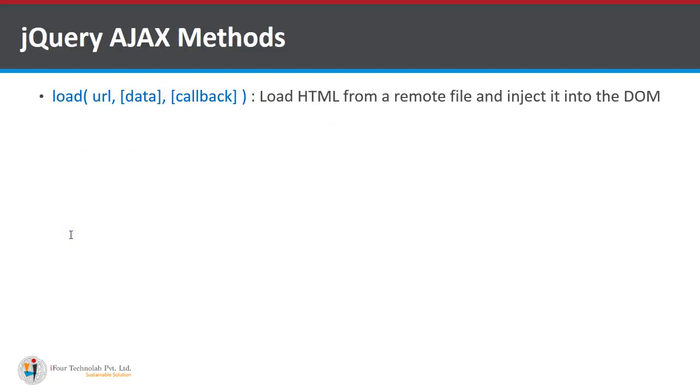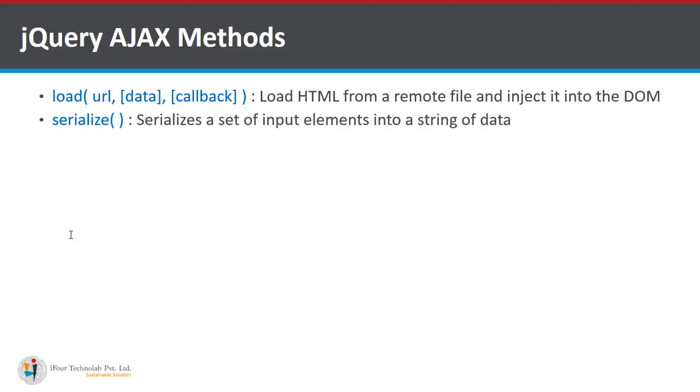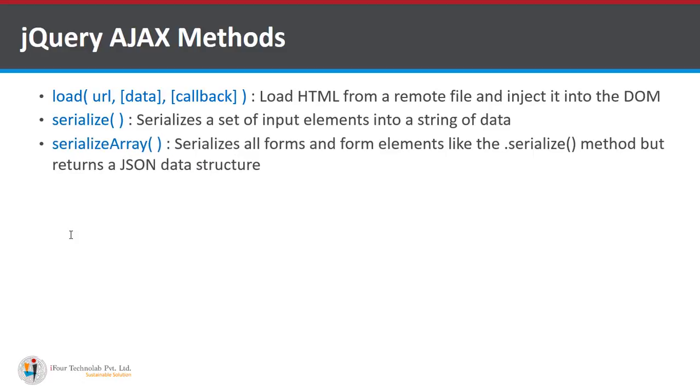jQuery AJAX methods are further simplified. Load, with URL, data, callback, loads HTML from a remote file and injects it into the DOM. Serialize serializes a set of input elements into a string of data. SerializeArray serializes all forms and form elements like the serialize method, but returns a JSON data structure.